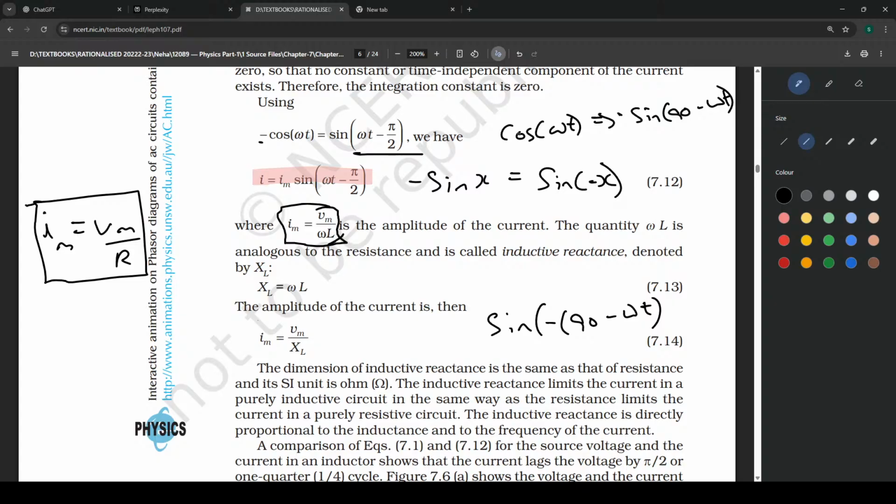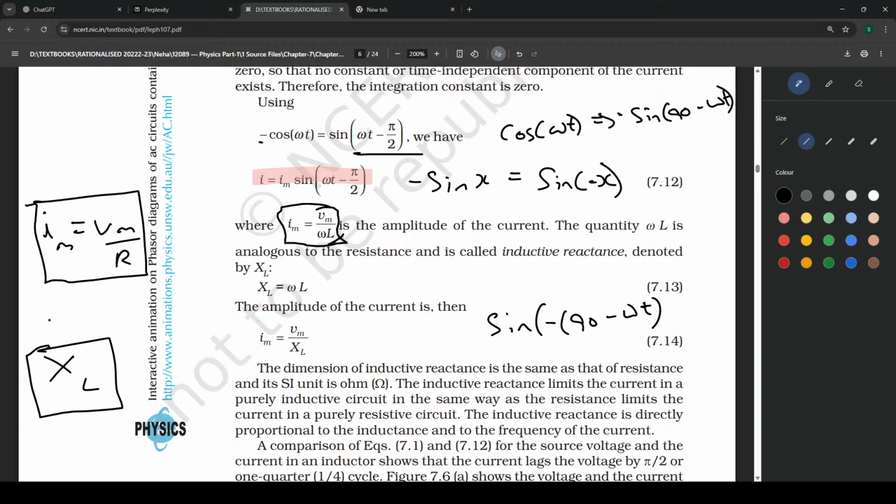Basically, the unit of omega L is ohm. It is a total resistive force in a pure inductive circuit, and it is represented by XL, and it is known as inductive reactance. This is called inductive reactance.